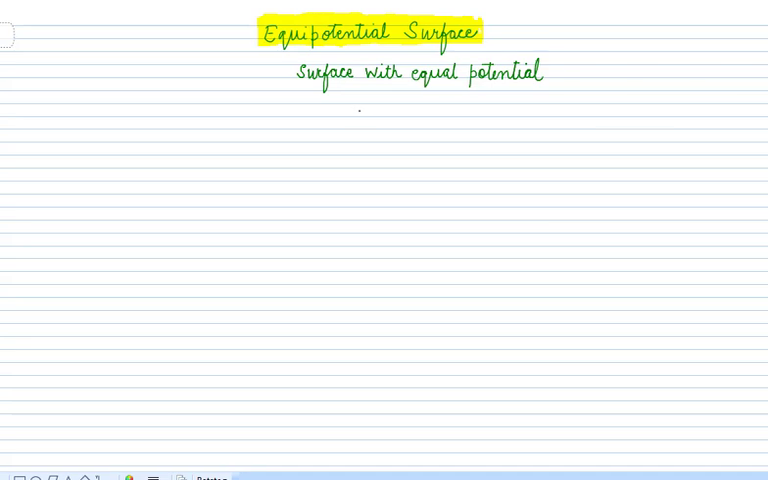If we have a point charge small q, then the potential is given by the expression capital V, and we have just derived the formula: V is equal to kq upon r, or in other words, 1 upon 4 pi epsilon naught times q upon r. So this is the formula for the electrostatic potential due to any point charge q.